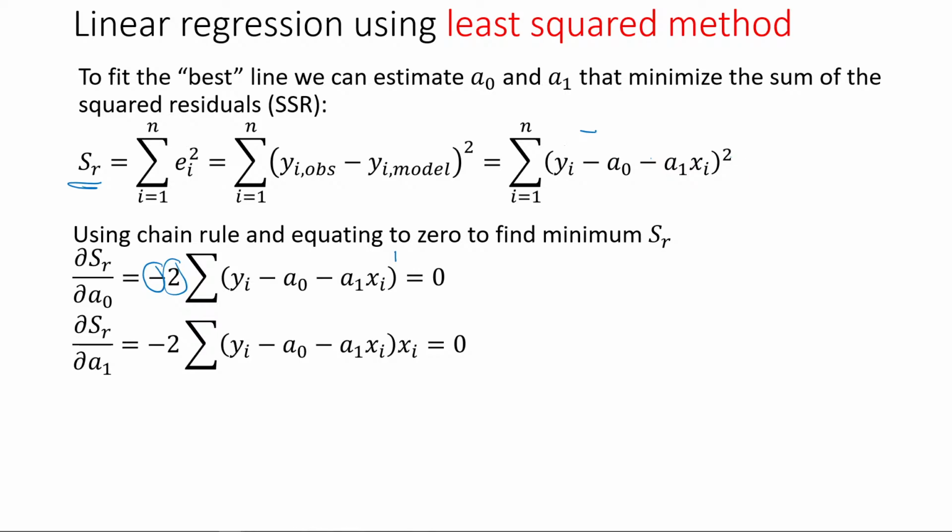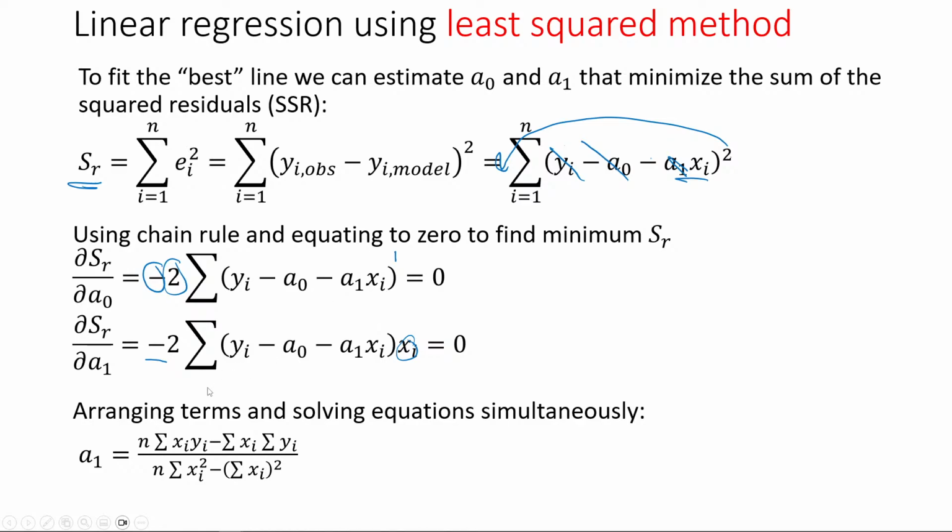Then you do the same and take the derivative with respect to A1. Again, you bring the 2 down, and that equals 0. Sorry, it is not negative A1; since you are taking the derivative with respect to A1, that would be negative x. So you get the negative out and the 2 here, and you have this x here. You equate this to 0, solve these two equations simultaneously, and arrange some terms, and you will get an equation for A1 that looks like this, and for A0 that looks like this.